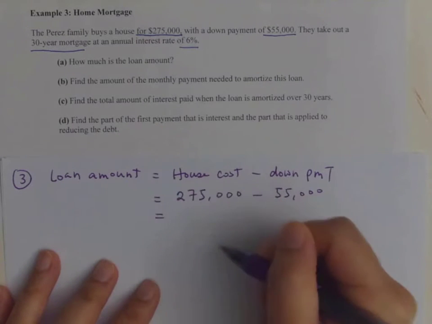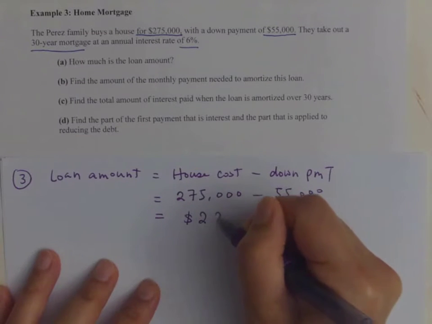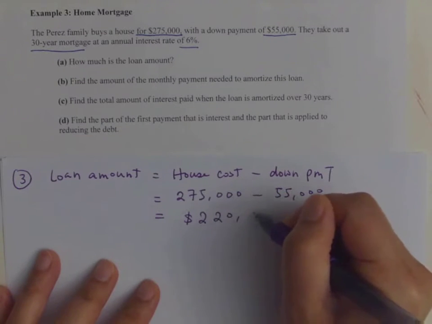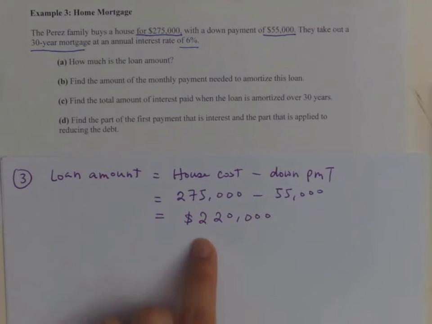So your loan amount should be 220,000, right? You may hear some noise. I think somebody's doing some renovation outside. 275,000 subtract 55,000 is 220,000.